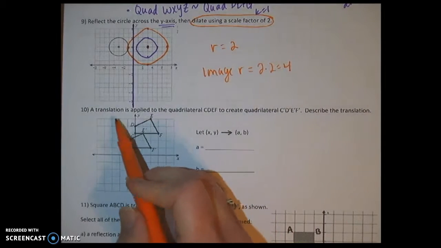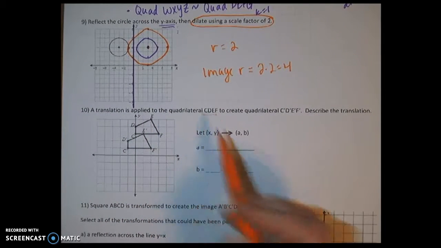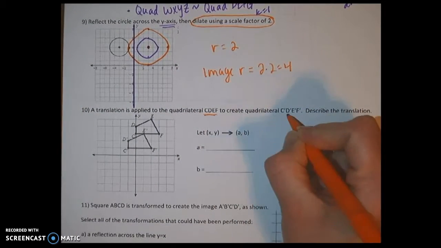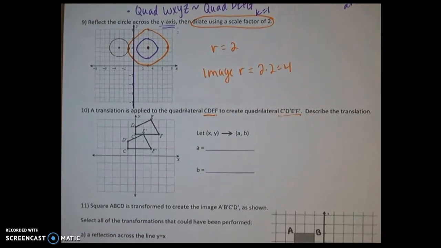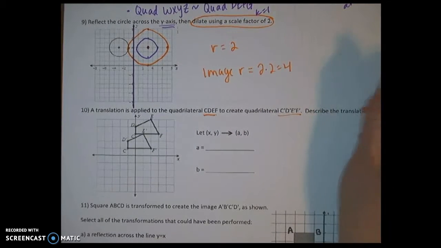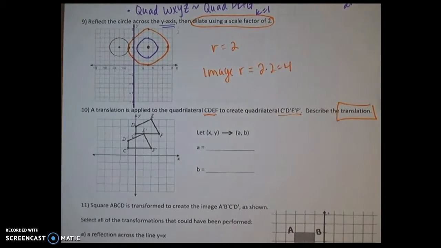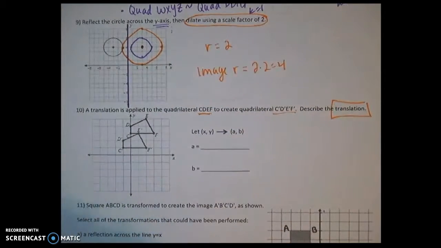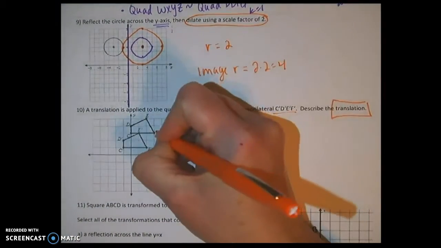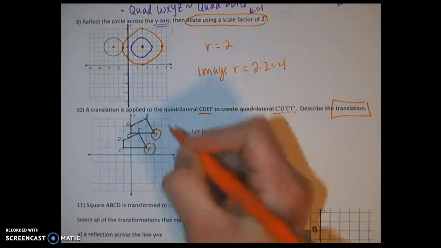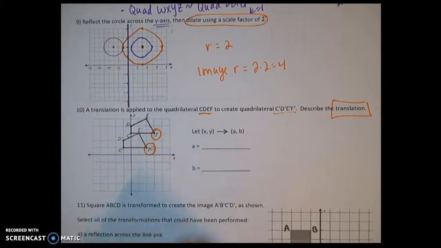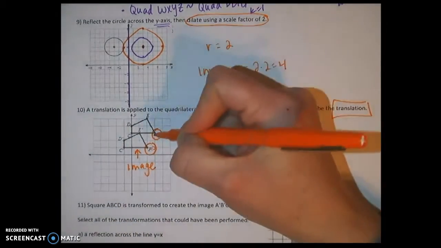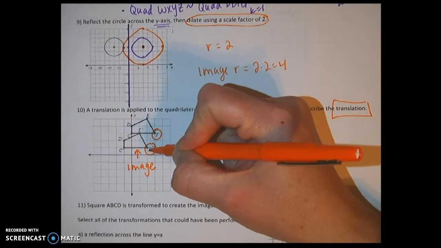Number 10, a translation is applied to quadrilateral CDEF, and it is turned into C prime, D prime, E prime, and F prime. We are supposed to describe the translation. Translation means that I'm moving left, right, up, or down. So the first thing that I have to look for, and I'm going to look at F right here. If you look at that F compared to this F has that little prime, so that means that this one right here is my image. So how do I get from this F right here to this F down here?